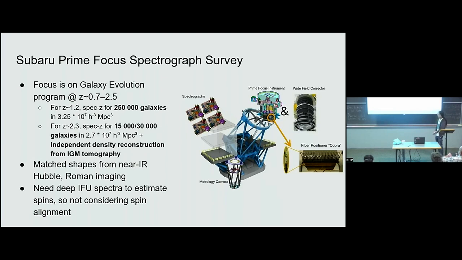So if we want to study the alignment between cosmic web and shapes, we have to match galaxy shapes from near-IR space telescope imaging. And in addition, because at these high redshifts it's not really possible to resolve the morphology of galaxies, in order to estimate the angular momentum you need deep IFU spectra to do that, which is a little bit unfeasible for this large of a sample. So for everything onwards, we're only going to be considering alignment between shape and the cosmic web.